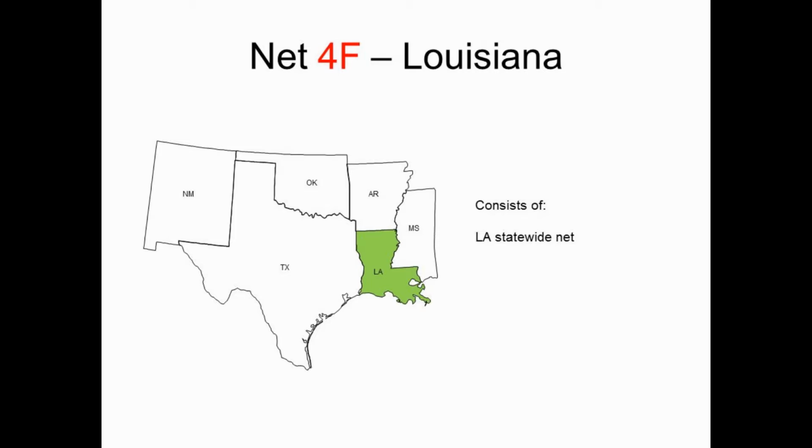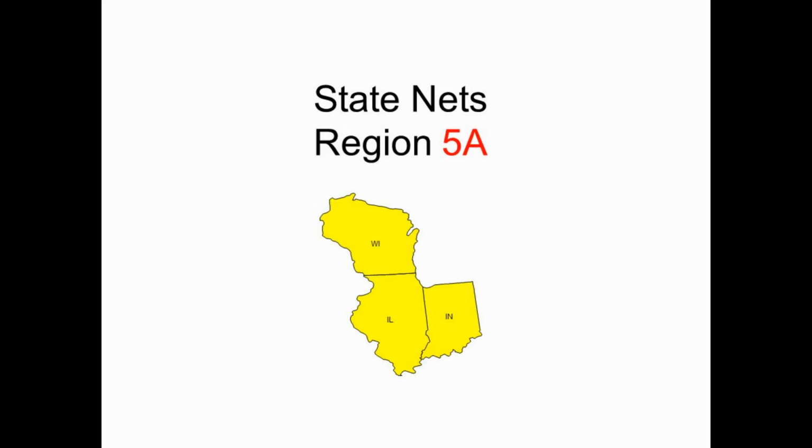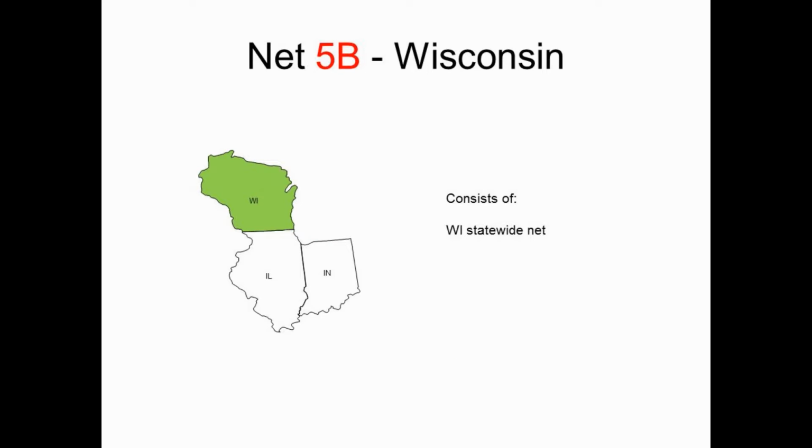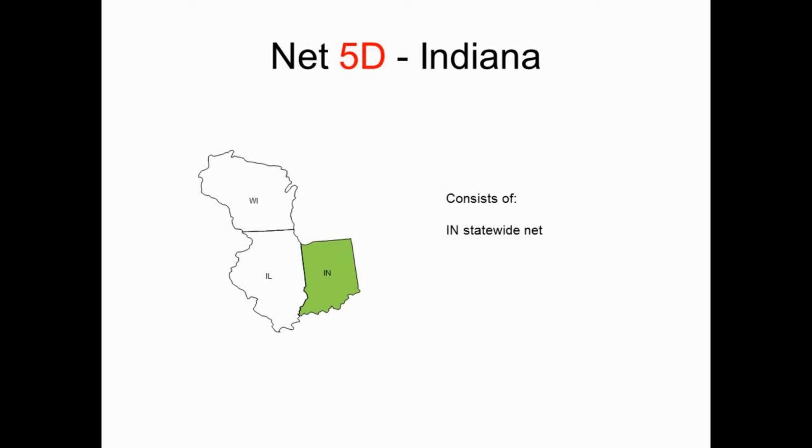The 4 Foxtrot net is Louisiana state net. The 4 Golf net is the Mississippi state net. The 5 Alpha regional net is comprised of Wisconsin, Illinois, and Indiana. The 5 Bravo net is the Wisconsin state net. The 5 Charlie net is the Illinois state net. The 5 Delta net is the Indiana state net.